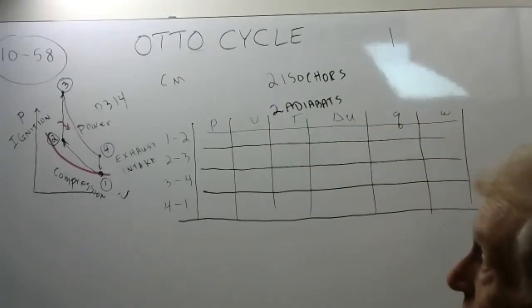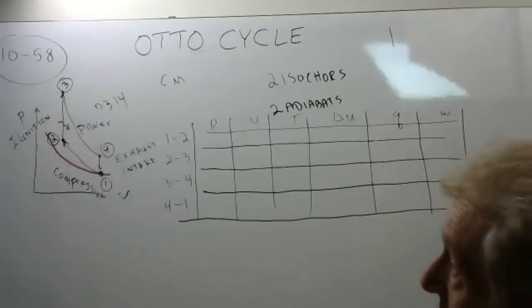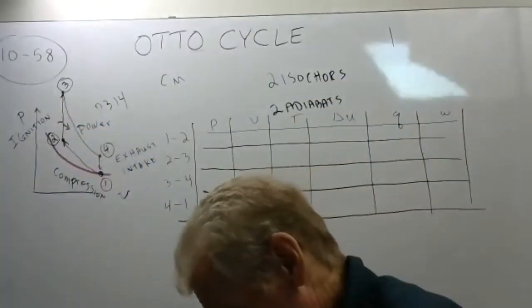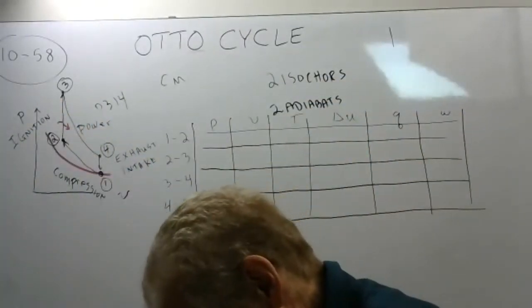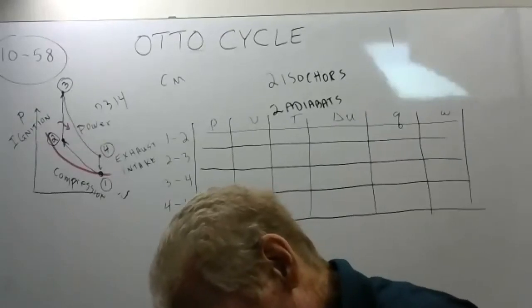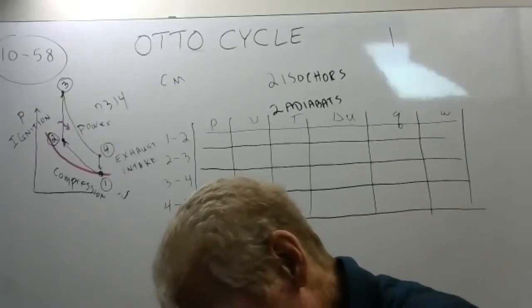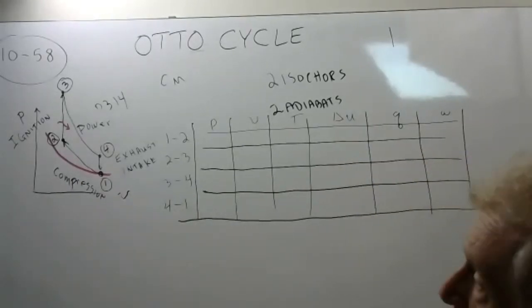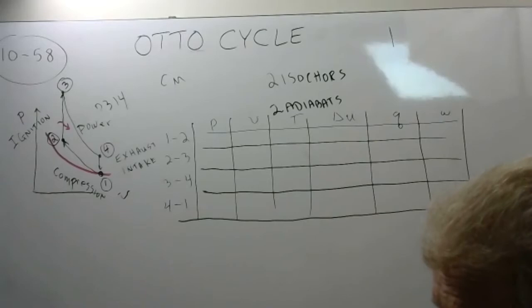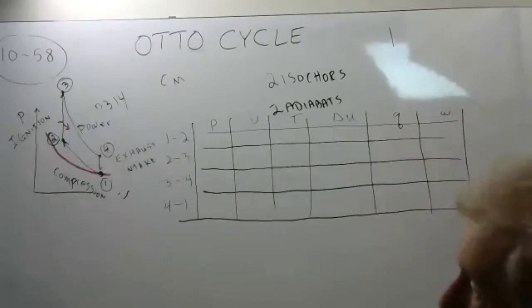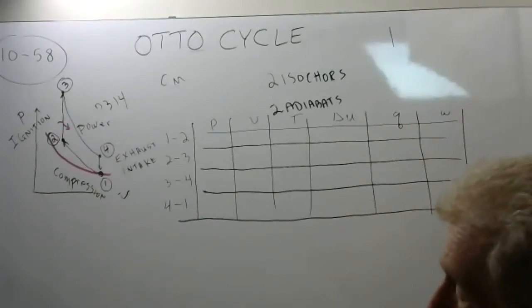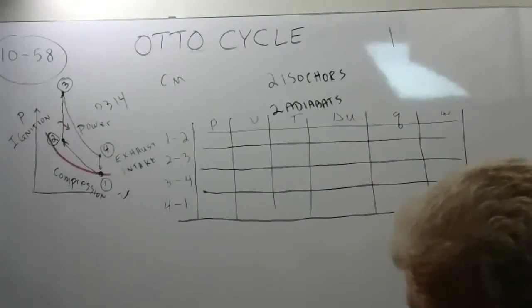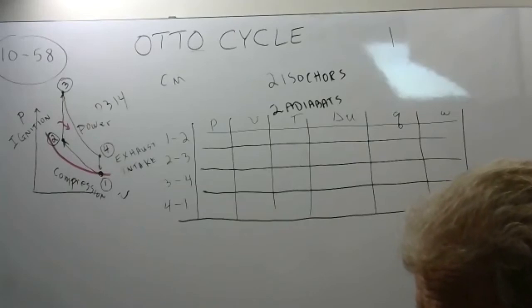All right, let's read our problem. We're going to do problem 1058. Let me find it. And it says 4-stroke gasoline engine. I kind of mentioned that business about 4 strokes, didn't I? 4-stroke gasoline engine runs at 1800 RPM, with a displacement of 3 liters.